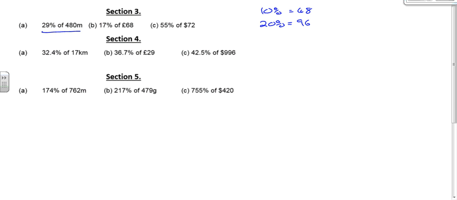Find 1%. So again, we need to do 10% and divide that by 10, which equals 4.8. In this case, 4.8 meters. Now, if 1% is 4.8 meters, 2% is going to be double that, so that's going to be 9.6 meters.